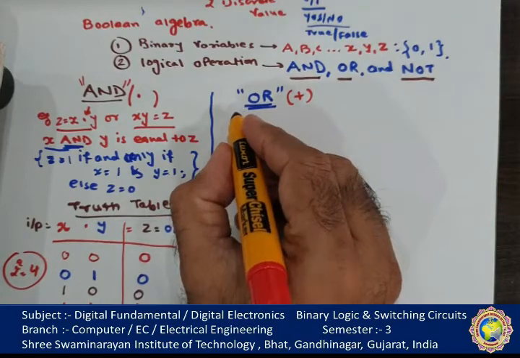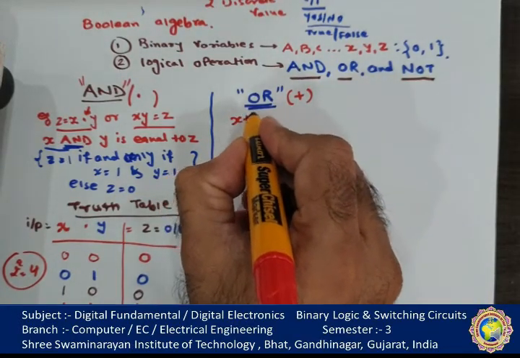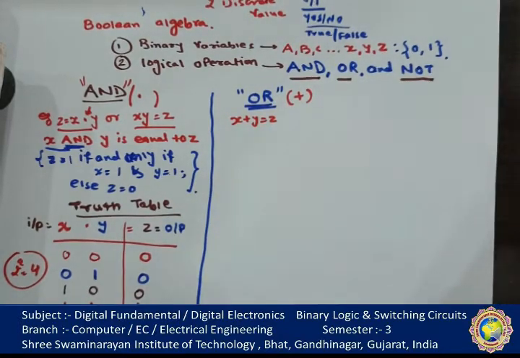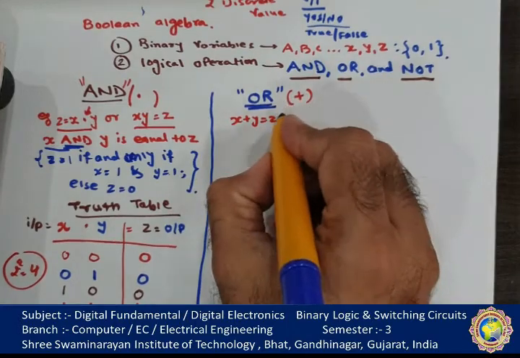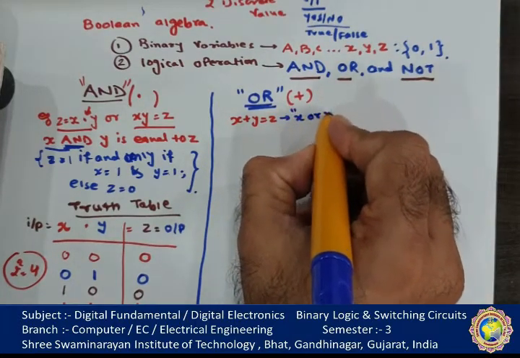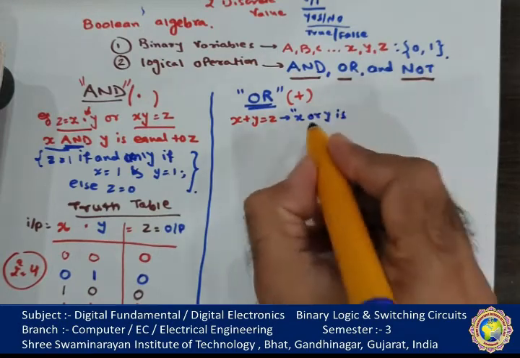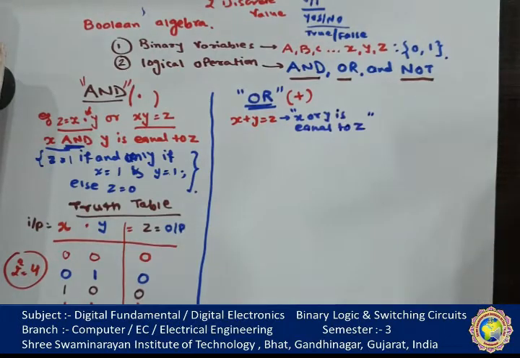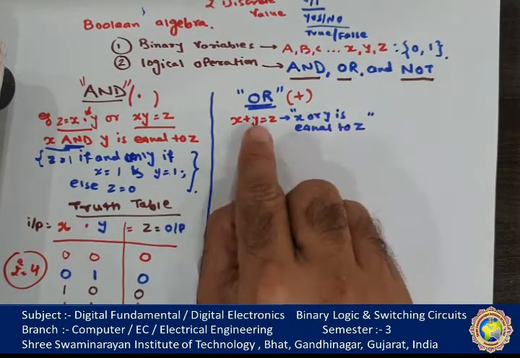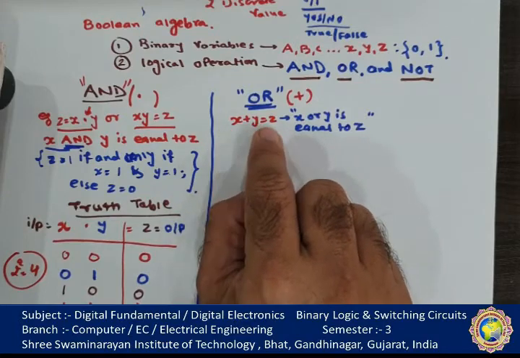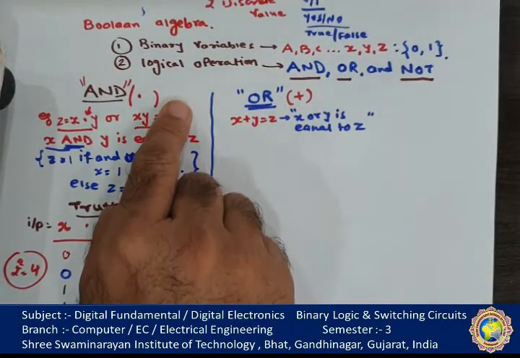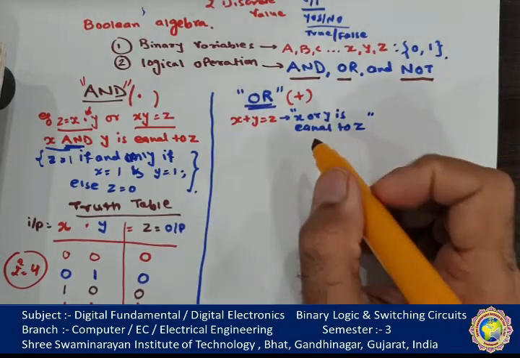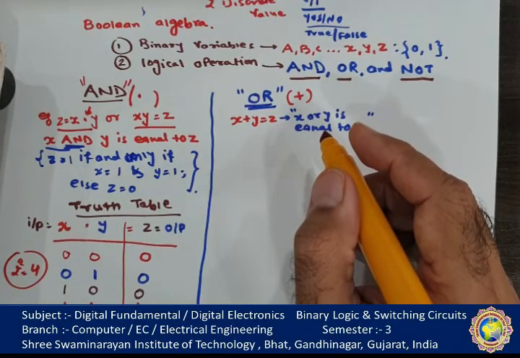Here, normally we write X OR Y equal to Z. In this way we can represent it, which is read as X OR Y is equal to Z. It is not written as X plus Y is equal to Z. It is X OR Y is equal to Z. In Boolean algebra logical operations, there is never a plus sign. Note that down, it will be helpful for solving any digital system problem.